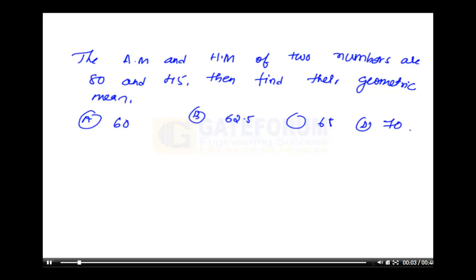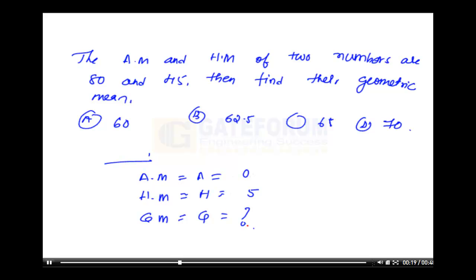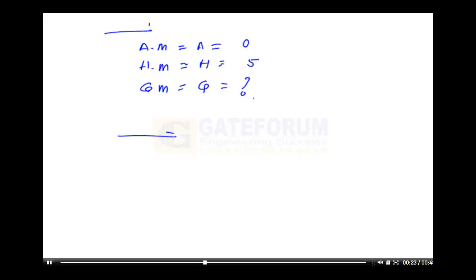It is given that the arithmetic mean, that is A, of any two numbers is given as 80, and the harmonic mean of two numbers, H, is given as 45. Now we have to find the geometric mean, that is G. Now, we know that arithmetic mean, geometric mean and harmonic mean will always be in geometric progression. So the relation between A, G and H is nothing but G square is equals to AH.